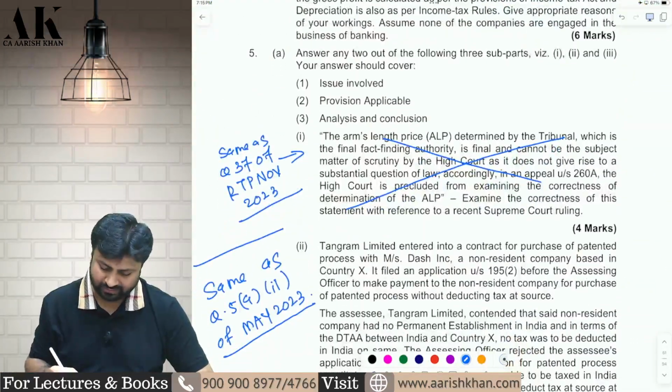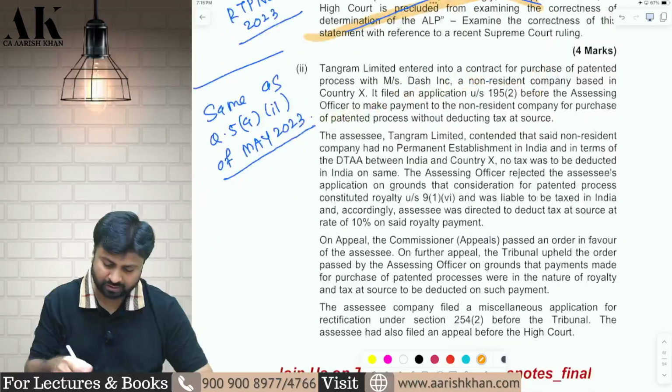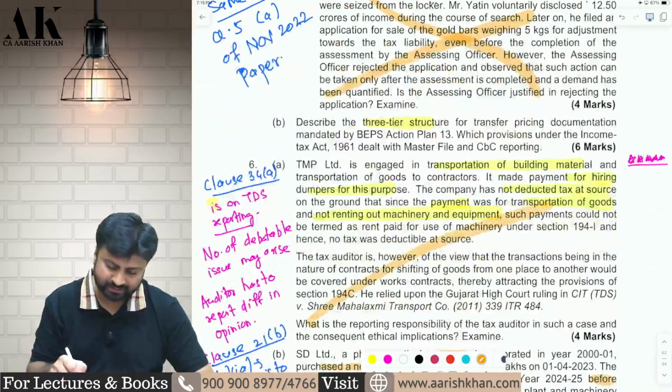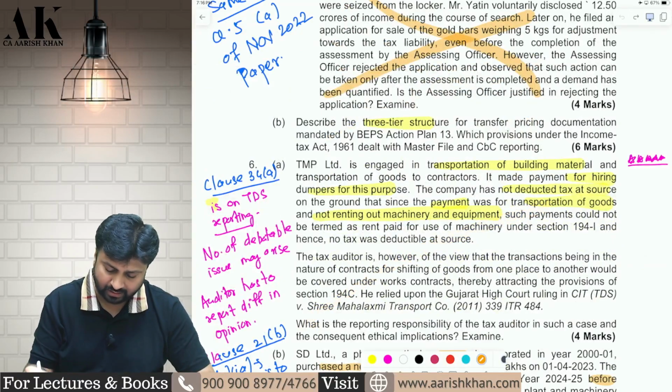Next one, all of them are again the same question. This is the same question. You can check it over here. This is the same question. Okay. No, this is not the same question.